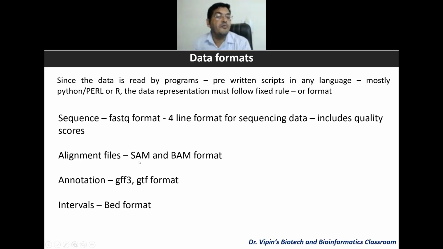Then you have alignment files, which also have a specific format, known as the Sequence Alignment Map format, SAM. And then the binary format of that, which is called the BAM format. Then you have the annotation files. They also have their specific format of data. So the standard now is GFF3 or GTF format. And then you have the interval format, which is called BED format, or browser extensible data format.